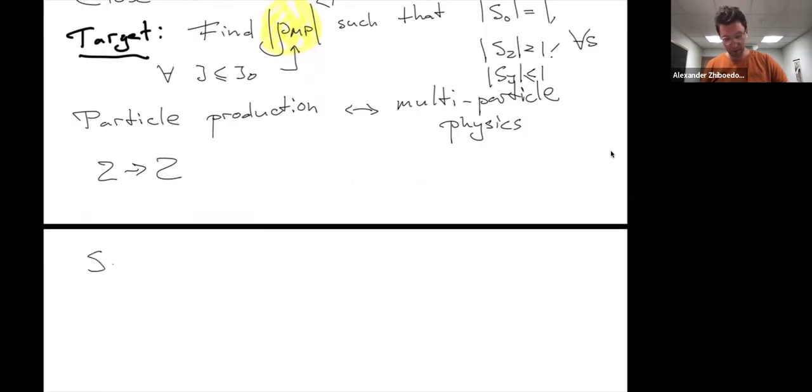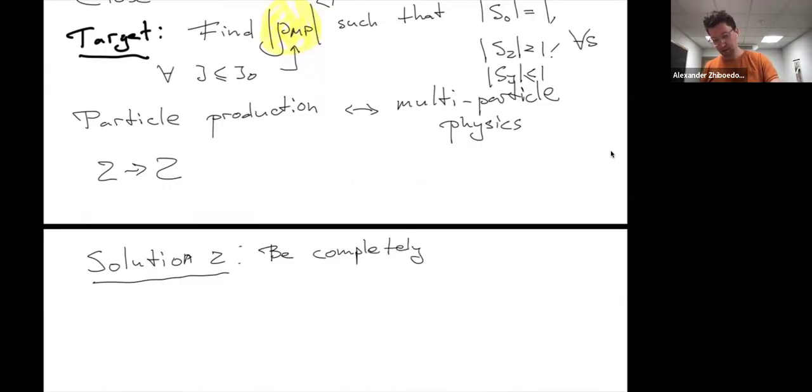multi-particle physics? And solution number 2, which is, in a sense, much more recent, is just the following: be completely agnostic about rho MP. So let it do whatever it wants, and maximize or minimize physical observables.